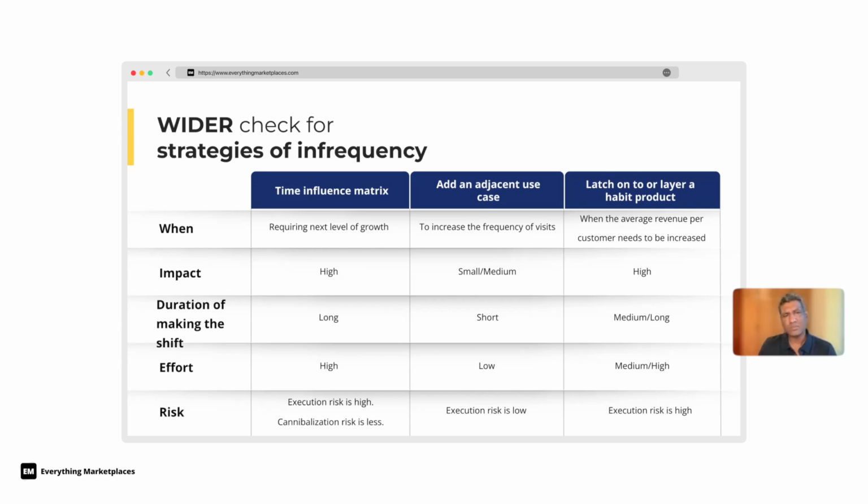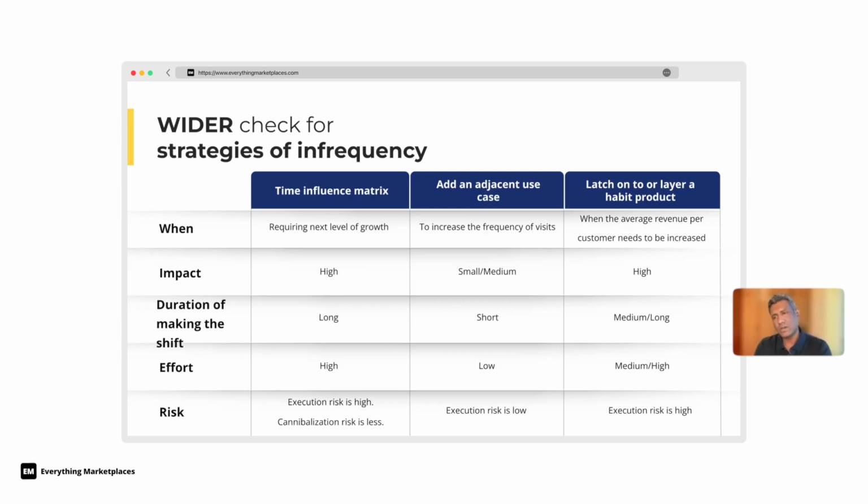The impact is small to medium. It's not life-changing for you, but it does increase the recall. And it does dial up the direct traffic in a way. Like if you look at Zillow's traffic, it's largely dialed up, and it's largely organic. And so that's pretty impressive. So the duration of making the shift is short, the effort is low. I mean, execution risk not so much.